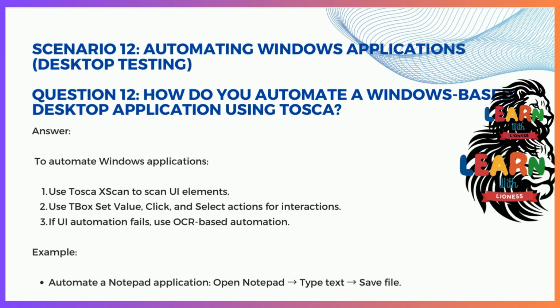Scenario 12. Automating Windows applications, desktop testing. Question 12. How do you automate a Windows-based desktop application using Tosca? Answer. To automate Windows applications: 1. Use Tosca XScan to scan UI elements. 2. Use TBox Set Value, Click, and Select actions for interactions. 3. If UI automation fails, use OCR-based automation. Example. Automate a Notepad application. Open Notepad, type text, save file.